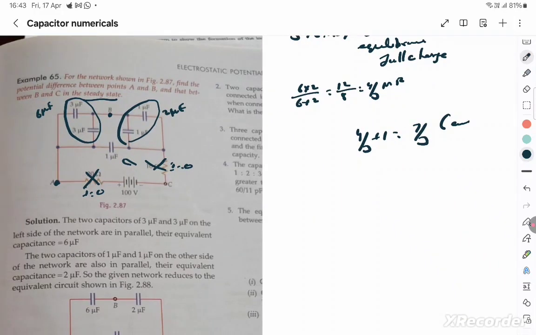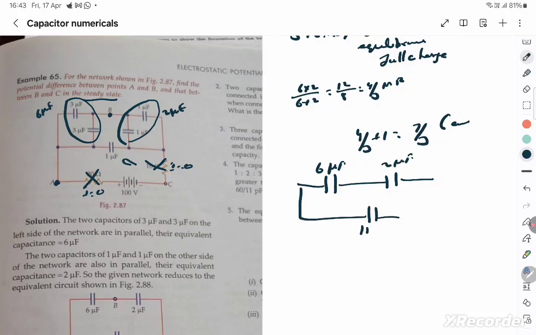No, they didn't ask for the equivalent capacitance. They're asking for potential difference. Once I know the C equivalent, I can find the total charge; anyway, the charge is 0. So find the potential difference between A and B. This can be reconstructed as a 6 microfarad capacitor, and this as a 2 microfarad capacitor, which is in parallel with the 1 microfarad capacitor, connected in turn to a 100 volt battery. That's all. The resistors are all invalid because in steady state, no current or charge flows through.